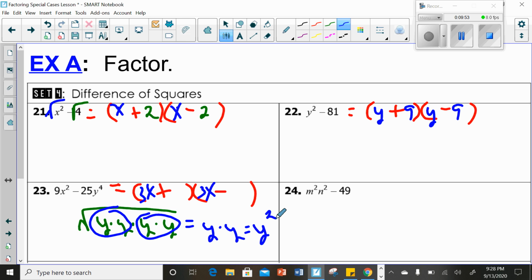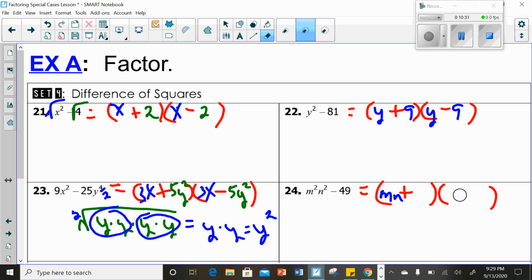And so you don't take the square root of the exponent. What we actually do is divide that by 2 because that's the index here. So the square root of 25y to the 4th is 5y squared. So a 5y squared here and a 5y squared here. That's it, fully factored. And then the last one, we have our plus-minus pattern. The square root of m squared is m, and the square root of n squared is n. So we have an m, n. Whoops, I put that one a little close. I don't know why I did that.